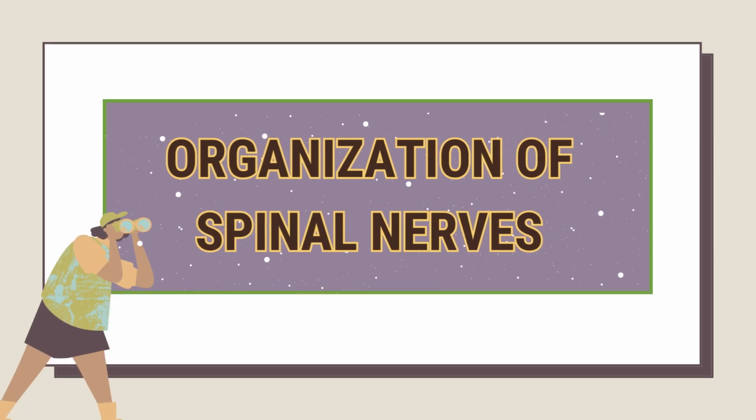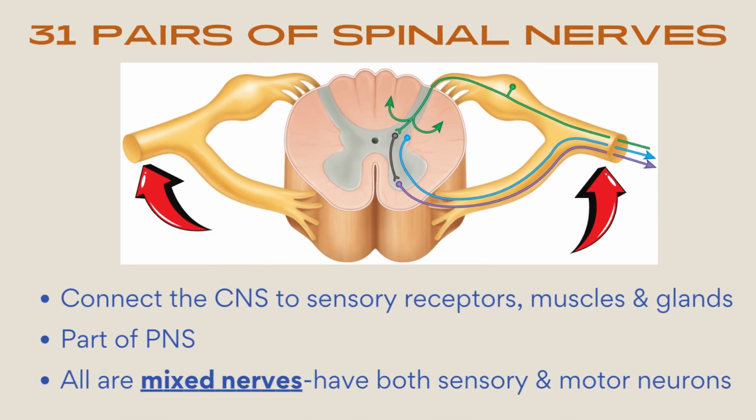Let's now investigate how spinal nerves are organized. 31 pairs of spinal nerves come off the spinal cord. They function to connect the CNS to sensory receptors, muscles, and glands. Spinal nerves are part of the peripheral nervous system, and all of them are mixed nerves, meaning that they contain both sensory and motor neurons.